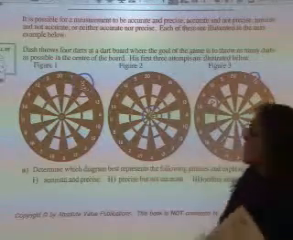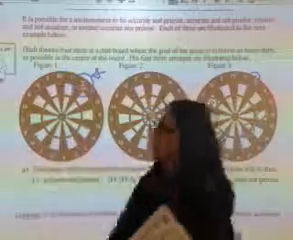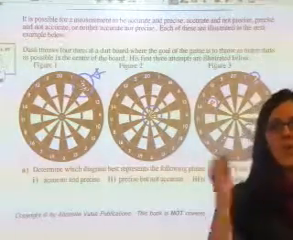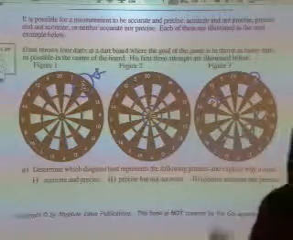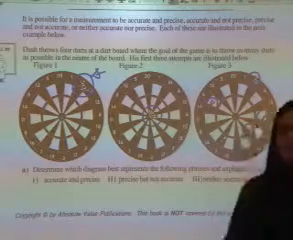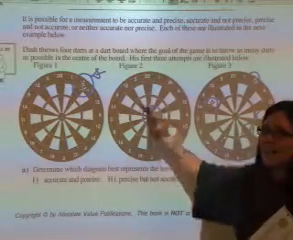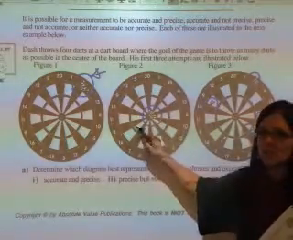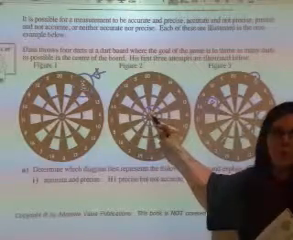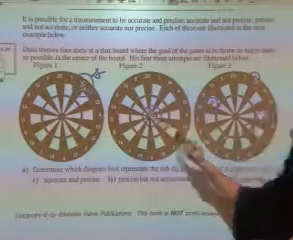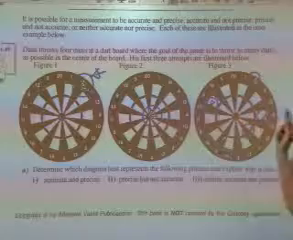This is an example of precision. I hit the same spot every time. I'm consistently in the same spot. This is accuracy with precision. Not only am I in the same spot, I'm in the spot that I'm supposed to be in. This one, neither one.